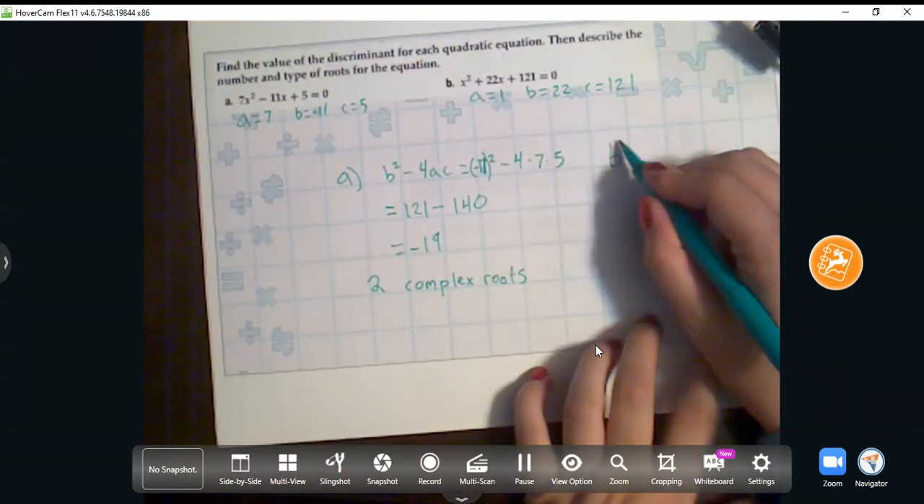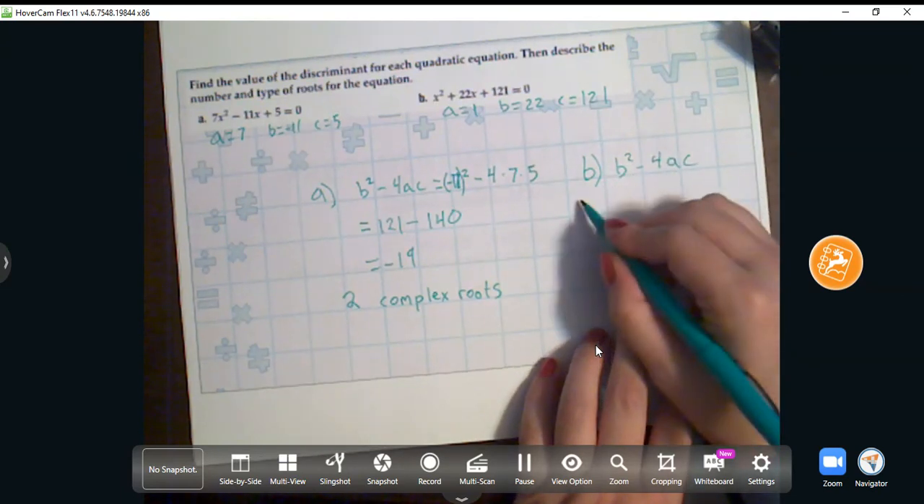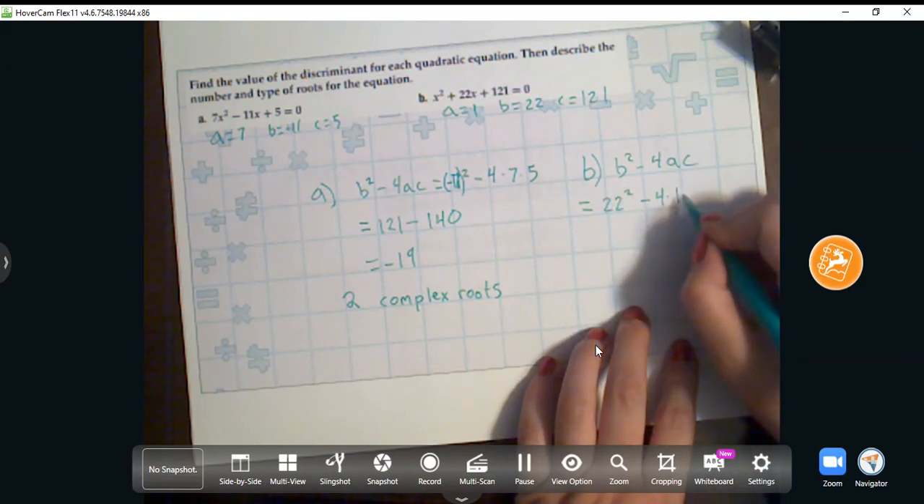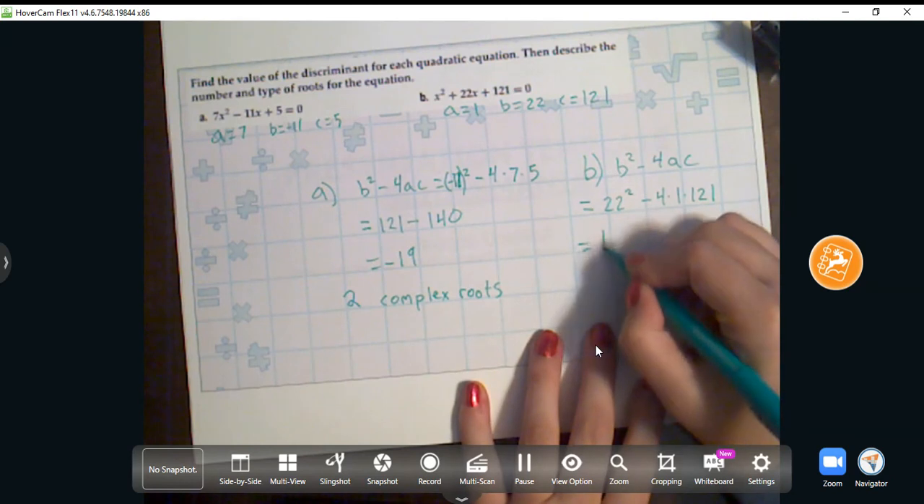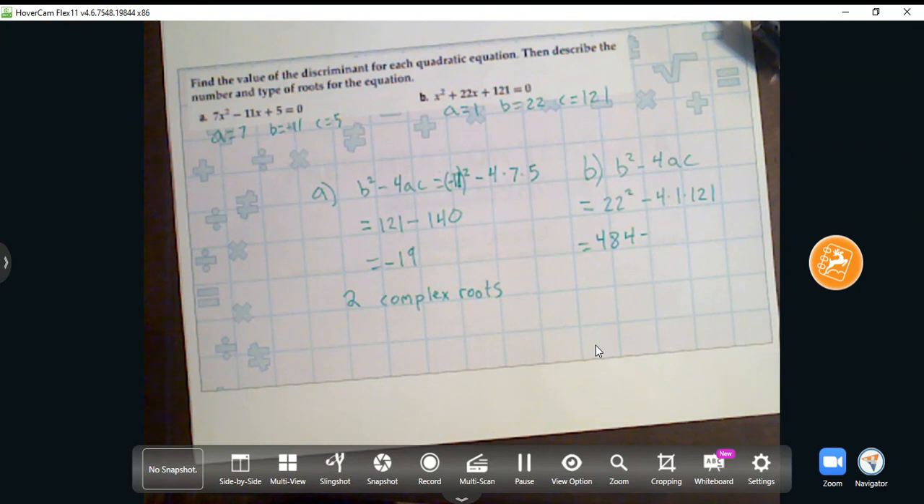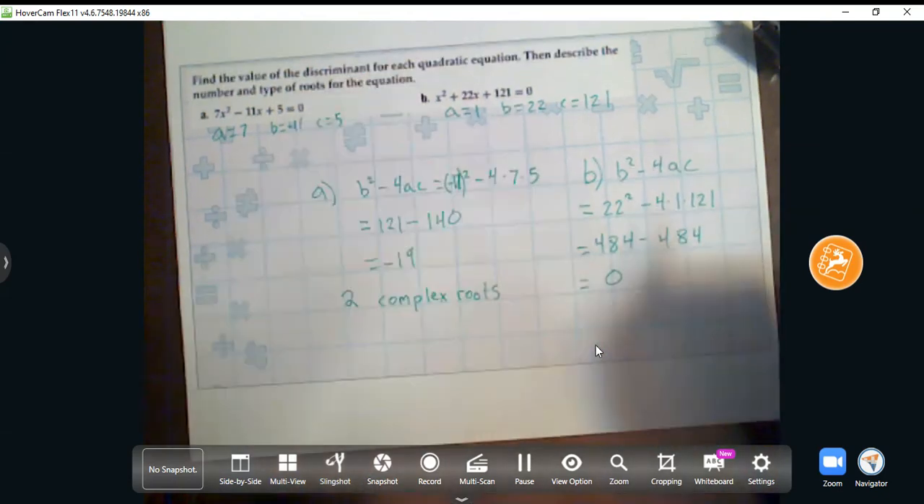All right, so part B, we want to do the same thing. B squared minus 4ac. So b this time is 22. So 22 squared minus 4 times 1 times 121. So 22 squared gives us 484. 4 times 1 gives us 4. So 4 times 121 also gives us 484. So this gives us 0.